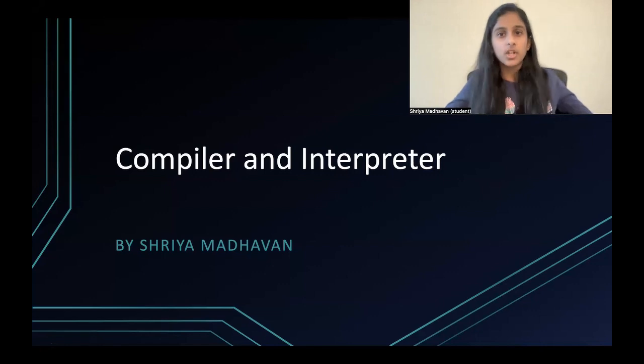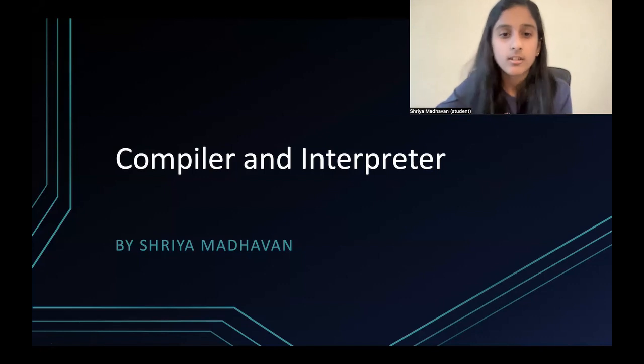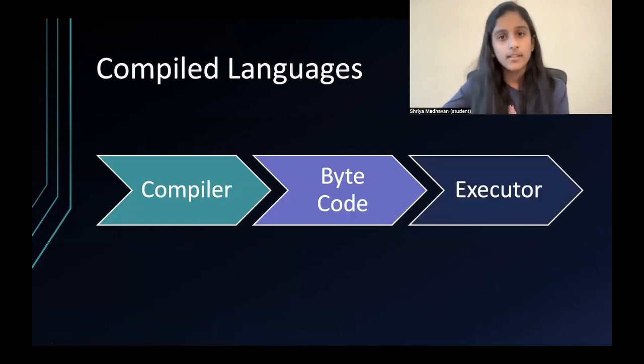In this video, we're going to be talking about compilers and interpreters. So let's get to it. There are two types of programming language. The first one is a compiled language, and the other one is an interpreted language. So let's talk about compiled languages.